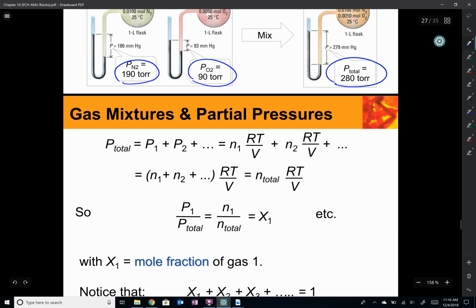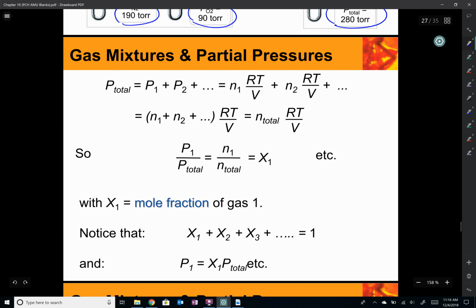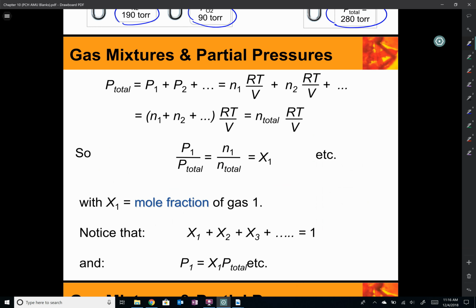So let's do a little bit of math, right? This is the exact same idea that we just talked about. The total pressure is equal to the individual pressures. We just swap the ideal gas law in for the individual pressures here, and we draw out some of our constants. And if we do that, we can basically get to this idea of a mole fraction.